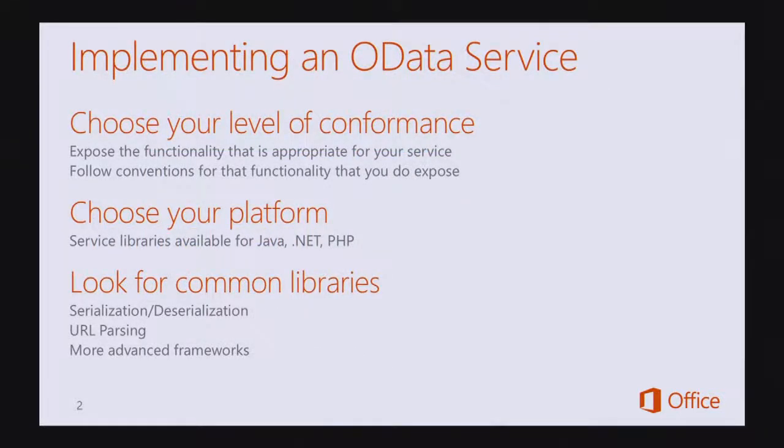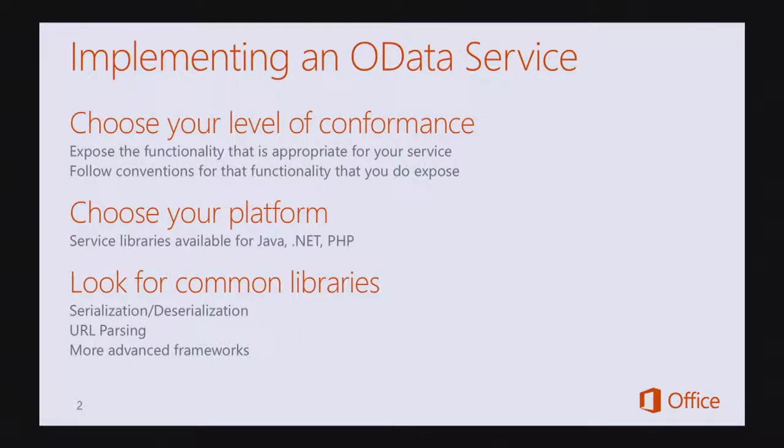So when we talk about implementing an OData service, we're going to start off with three decisions that you need to make up front. The first is, what level of conformance to the OData specification are you trying to target? This is actually one of the most important decisions that you need to make early on. As I said yesterday, the OData specification is a large specification. It's actually fairly comprehensive. You can do a lot with OData.